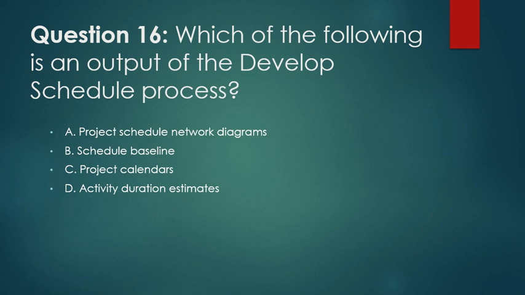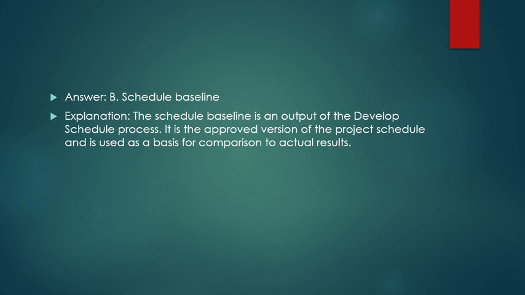Question 16. Which of the following is an output of the develop schedule process? Project schedule network diagram, schedule baseline, project calendars, activity duration estimates. Answer is schedule baseline. Schedule baseline is an output of the develop schedule process. It is the approved version of the project schedule and is used as a basis for comparison to actual results.